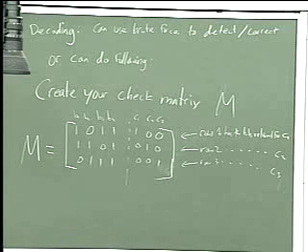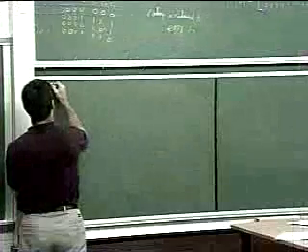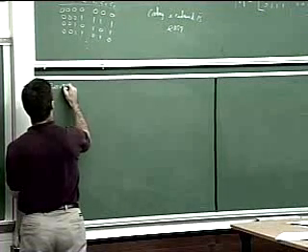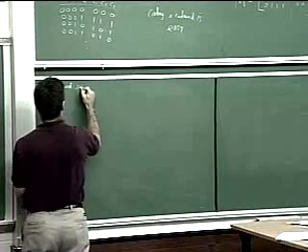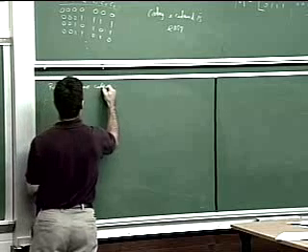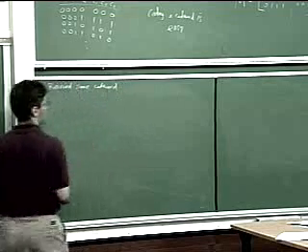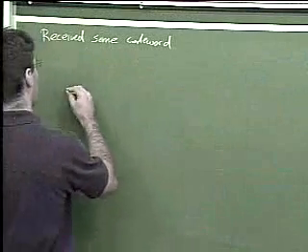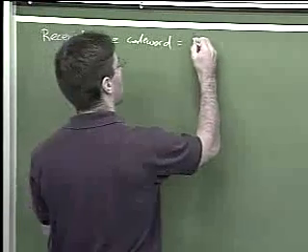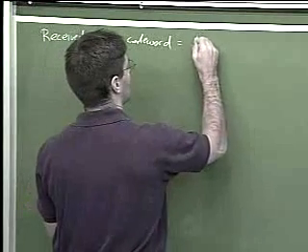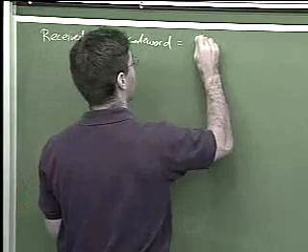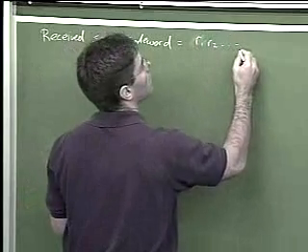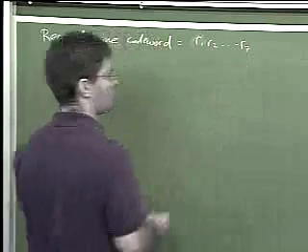Okay, so I've received some code word. What I'm going to do is take my M. So my received code word is some, let's use R1, R2, dot, dot, dot, R7, right? A 7-bit code word.